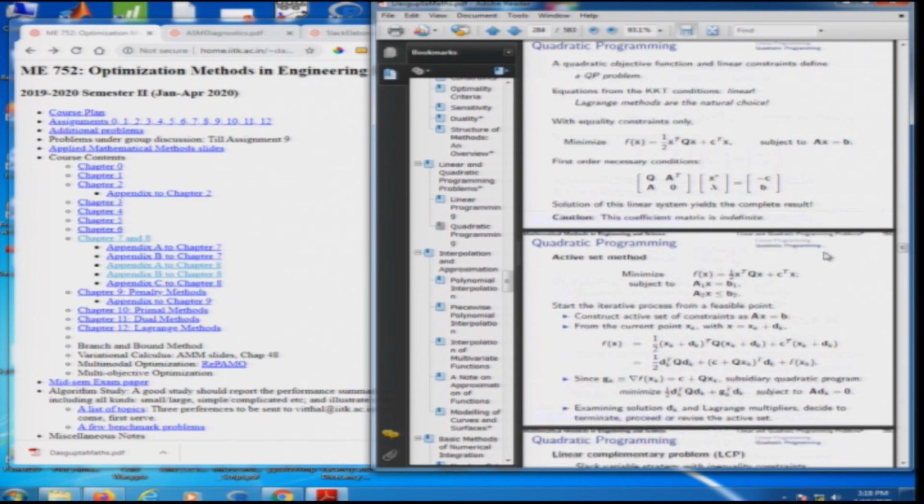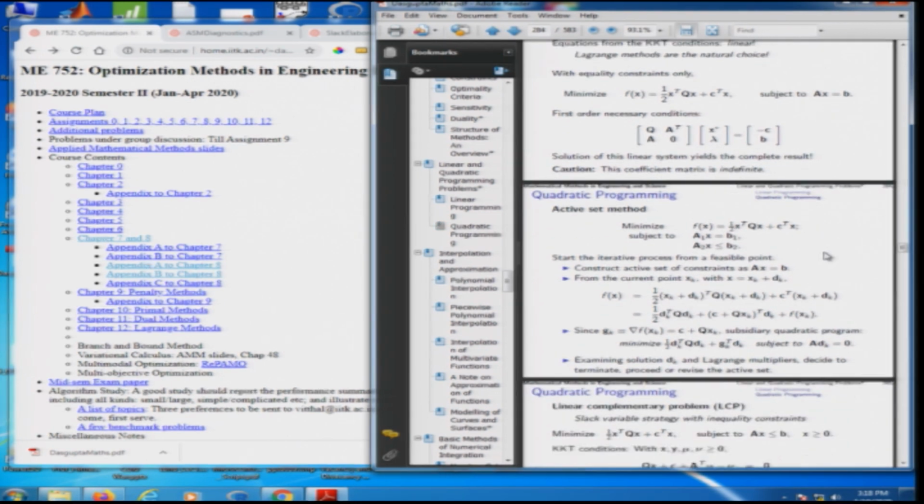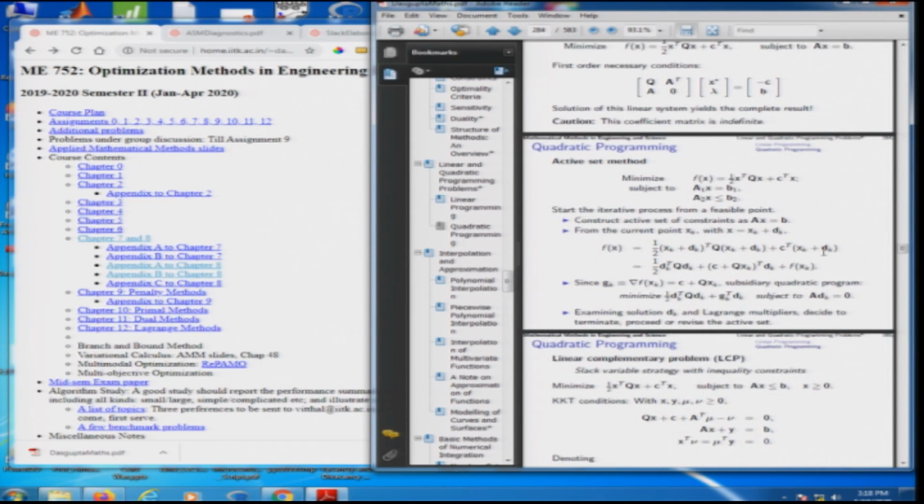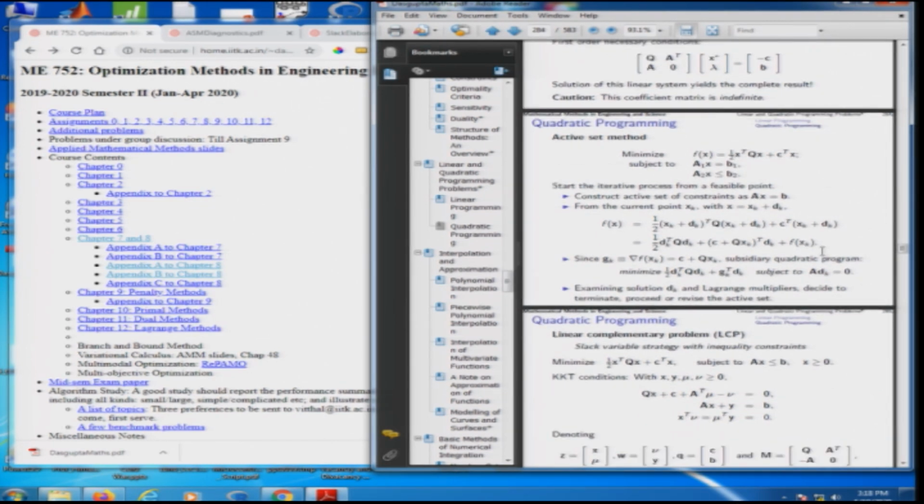Now, if the constraints are not all linear, then what do you do? There are as usual two strategies. One is active set strategy and the other is slack variable strategy.